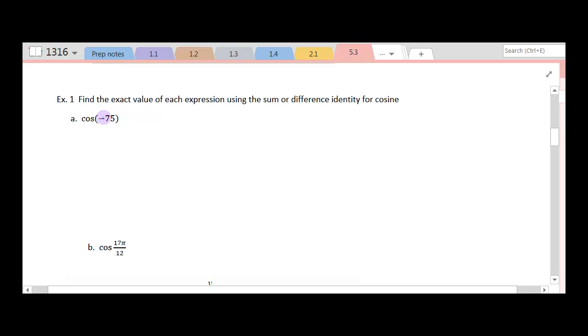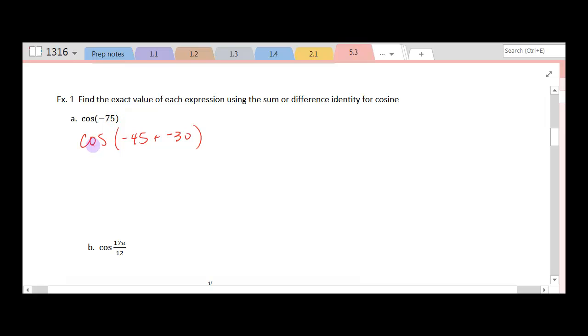So for this cosine of negative 75, I want to ask what two angles that I know on the unit circle add together to give me negative 75. There's a couple of different combinations. One of them that you may have thought of is negative 45 plus negative 30. Negative 45 plus negative 30 is negative 75. And I know what the cosine of negative 45 is, and I know what the cosine of negative 30 is. So we're going to use these two values to find the exact answer.